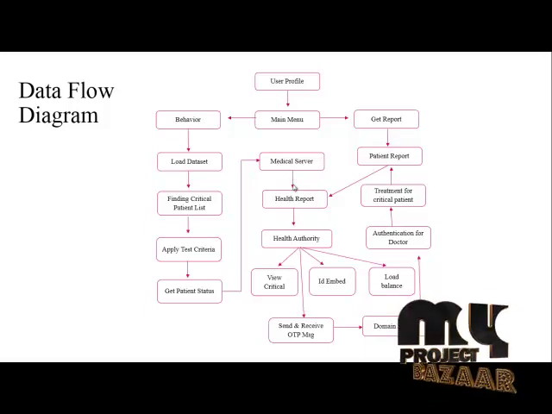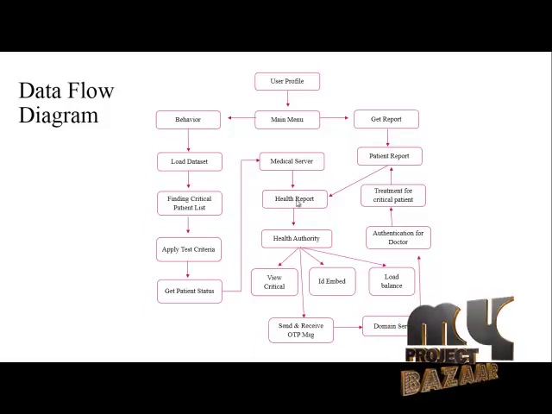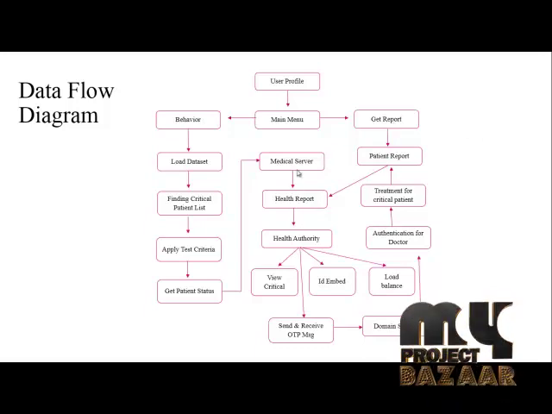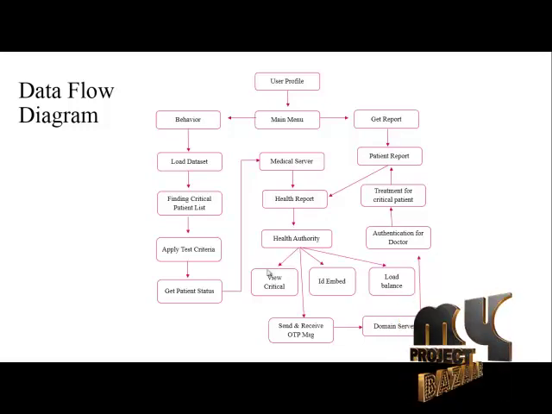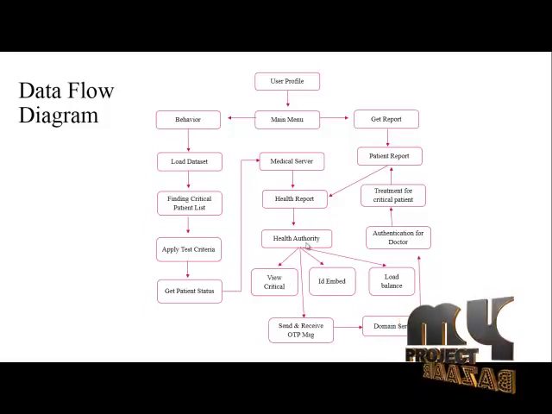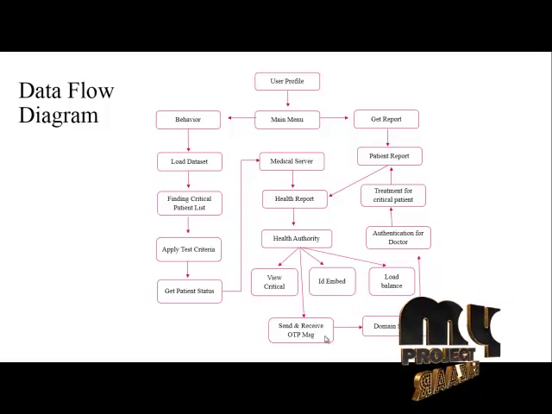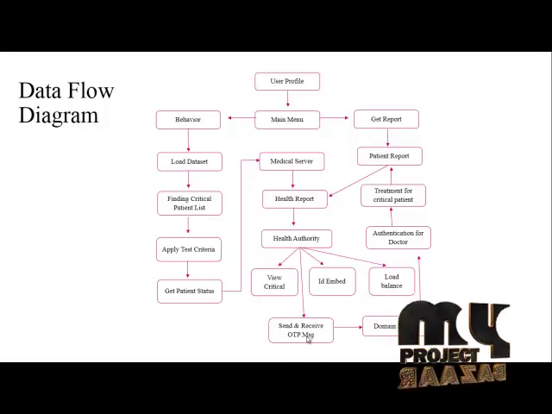After the data is stored on the medical server, the doctor finds the critical patient, so here we go for the get report menu. The report menu leads to the health report, and the data comes to the healthcare authority. The healthcare authority is split into four parts. One is view critical patients: the health authority, meaning the doctor, finds which patients are critical. After the doctor registration, we send and receive an OTP message. OTP is a one-time password, mainly used for security.